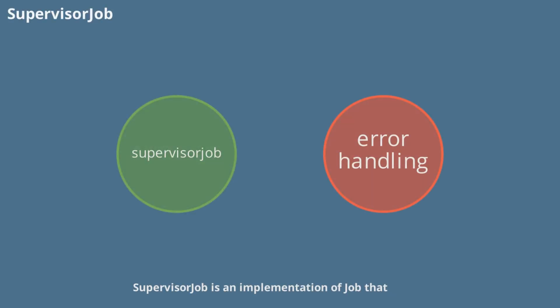SupervisorJob is an implementation of Job that acts as a supervisor for child coroutines. It allows child coroutines to fail independently without canceling the entire scope. This is useful when multiple tasks run in parallel, and you want each to continue even if one fails. SupervisorJob is ideal for scenarios where independent error handling is required, such as loading multiple resources simultaneously.